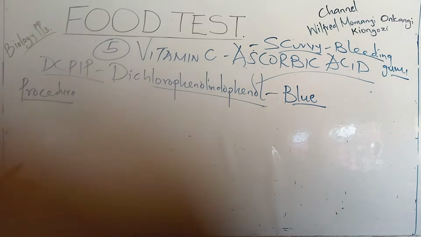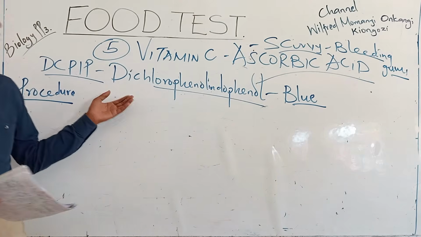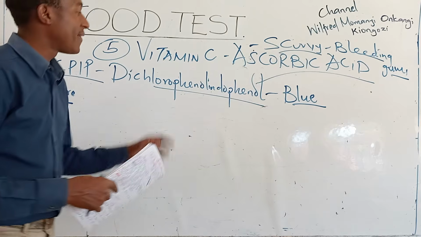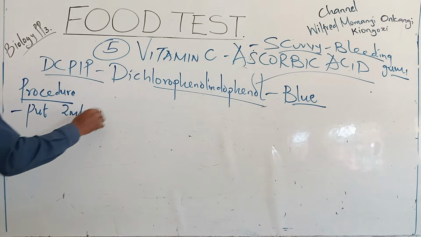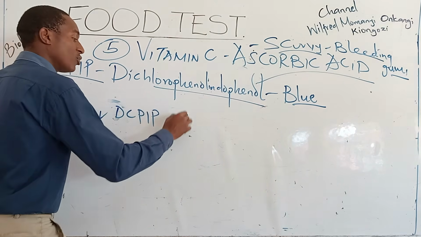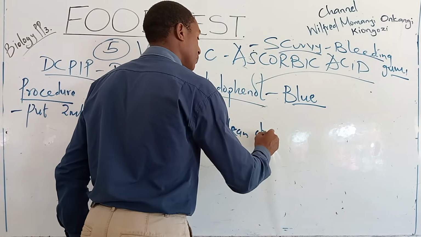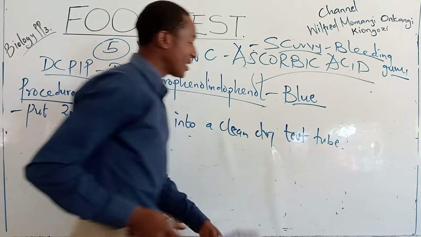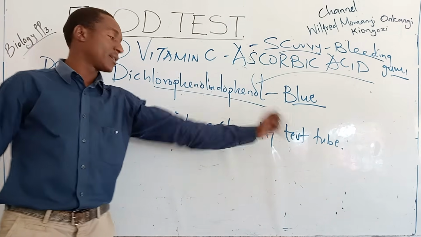This time round, we are not beginning with the food substance. This time round, we are beginning with the chemical reagents. Put 2 ml of DCPIP into a clean, dry test tube. So this time around we are beginning with the chemical reagent, unlike the rest of the foods.